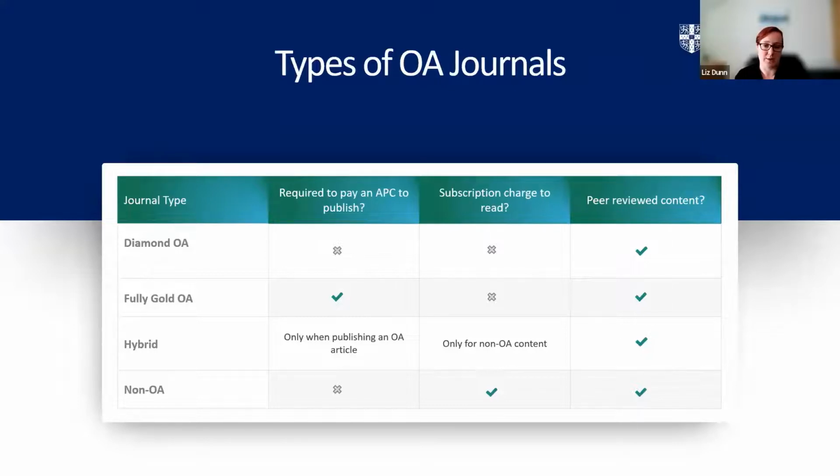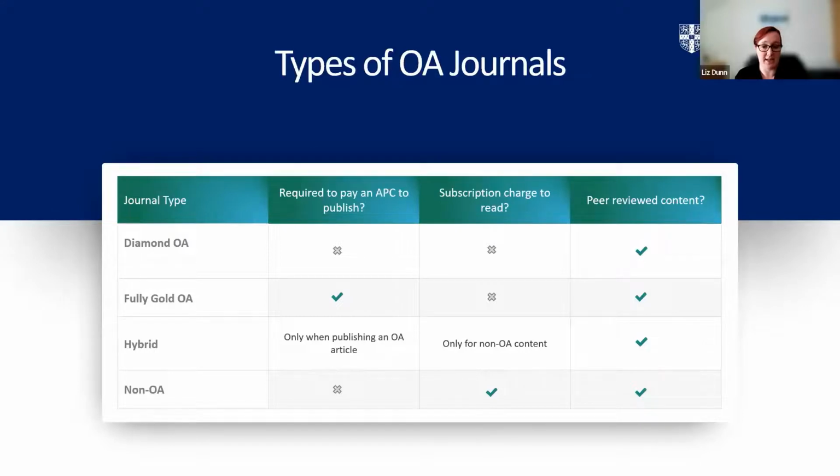Hybrid journals have a mixture of subscription and open access content, with only the open access articles having an article processing charge. The open access content is then available for everyone to read, but the subscription content is usually behind a paywall, so people need to subscribe to read. There are journals which are non-open access or subscription journals. And there they have no open access content, so there are no APCs charged, but all the content is behind paywalls, so people need to pay a subscription to read the journal.